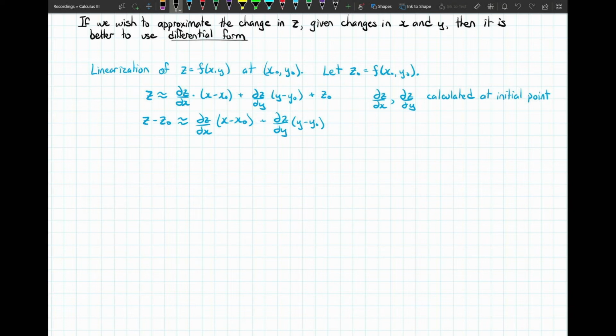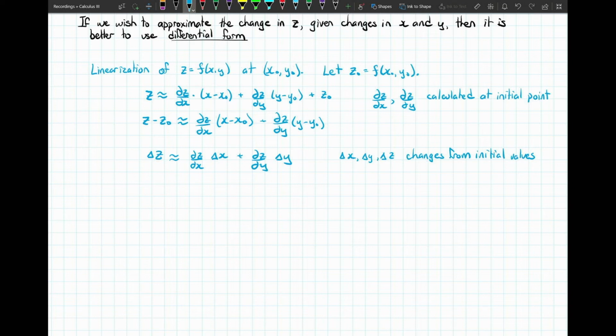And at this point in time, it might be useful to use delta z for the change in z, delta x for the change in x, and delta y for the change in y. Keep in mind that delta x, delta y, and delta z in this formula are all changes from the initial values of x0, y0, and z0.